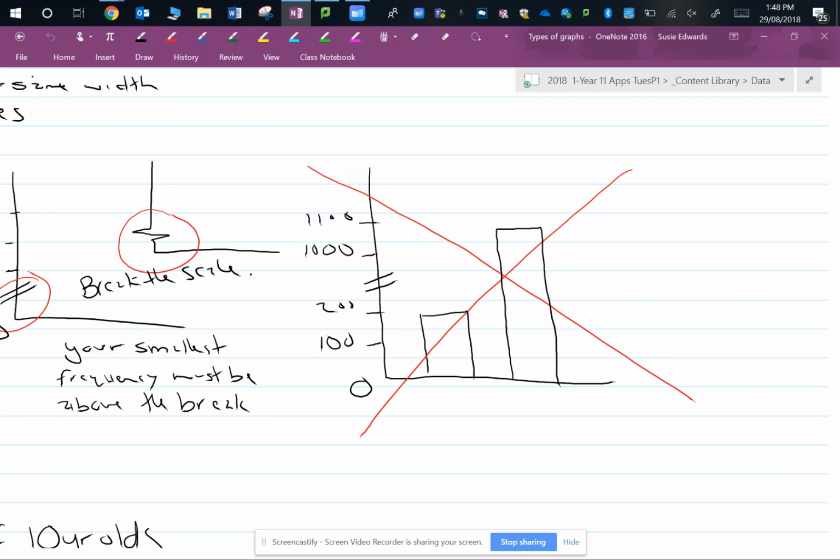Actually, it's like 5 times more, and so you can't see that difference. Why do you think we do break the scale sometimes? Because the numbers at the start are too high.